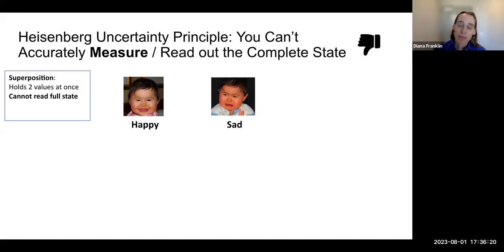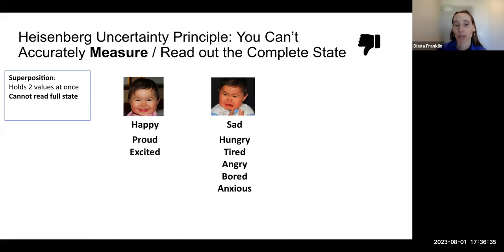Now, maybe those are just happy and sad, okay? But even though children can't express their emotions, they do have more emotions than just happy and sad. She could be proud, she could be excited, she could be hungry, tired, angry, bored, anxious. There are all sorts of emotions that a baby could have. Unfortunately, we're not able to accurately figure it out. And so that's a big difference between what the state can hold and what we can detect with our measurement devices.